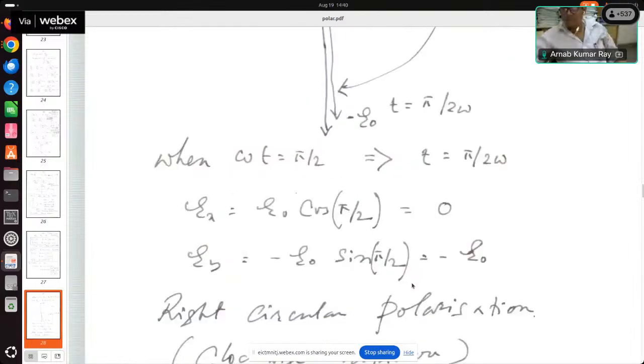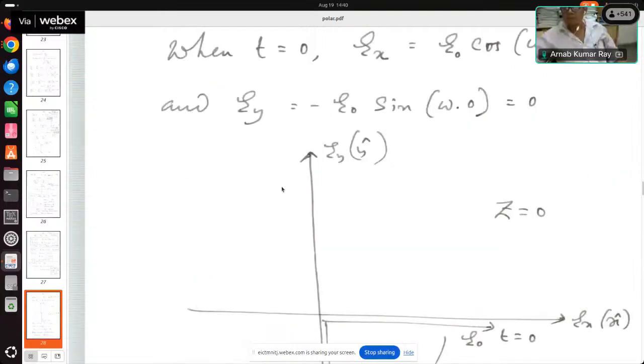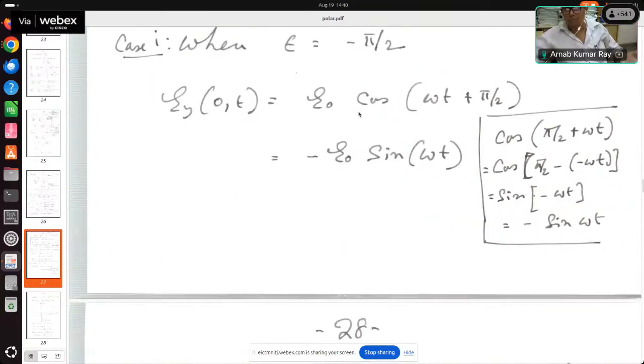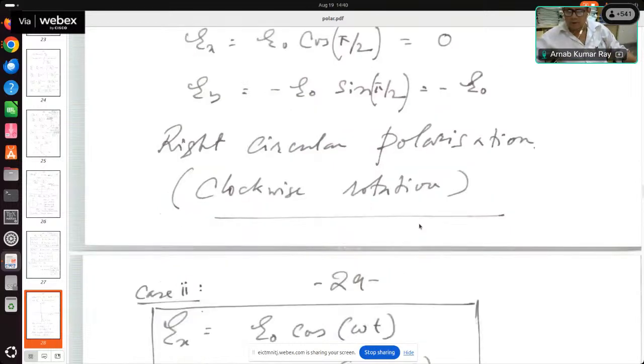So basically what happens is that as time is increasing, at t equal to 0 you were at this point. Once you have started increasing t, you have come down here at this point. Basically, the rotation is happening in a clockwise direction for the initial phase angle value of minus pi by 2. Of course, you can immediately imagine that it will be the other way around when I write plus pi by 2, but we shall show that also in detail. So this is the case of right circular polarization, clockwise rotation, when the initial phase difference is minus pi by 2.